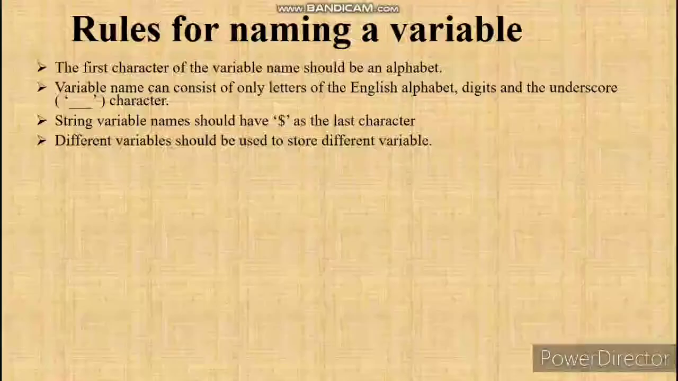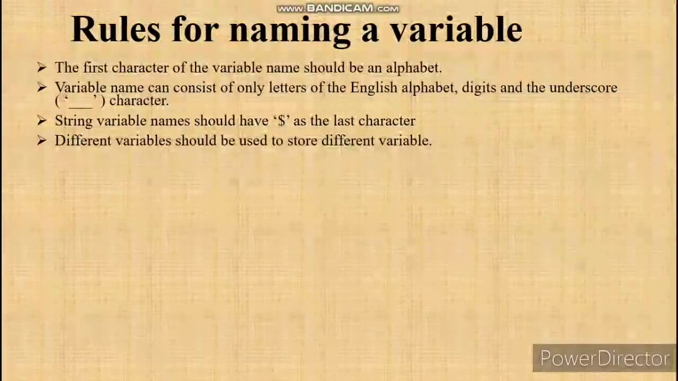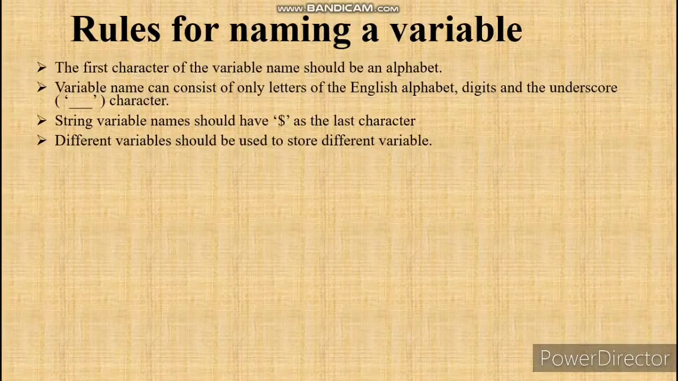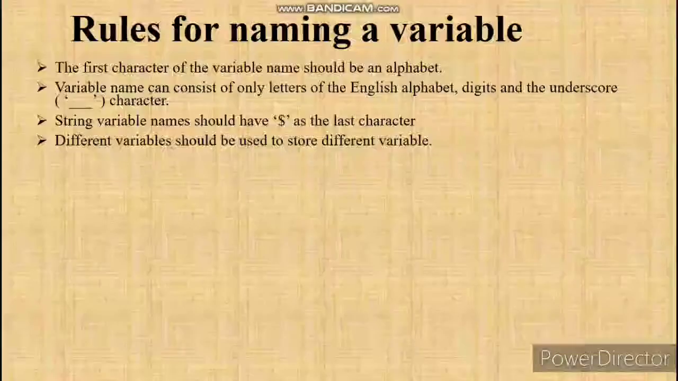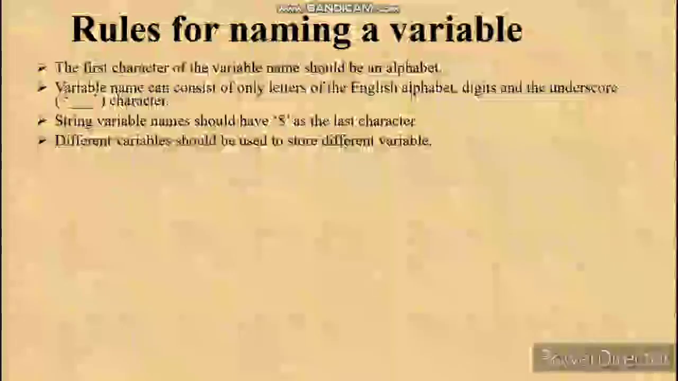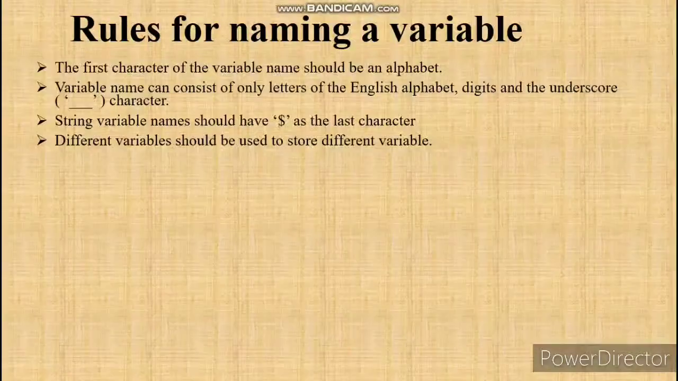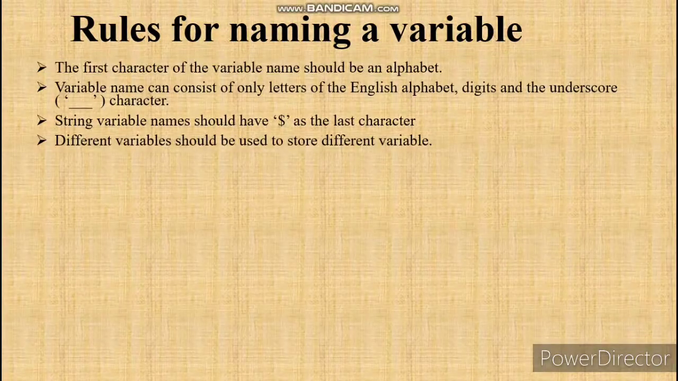I repeat once again. The first character of the variable name should be an alphabet. Means the variable name should start with an alphabet. Variable name can consist of only letters of the English alphabet, digits, and the underscore character. You cannot give any special character in the name of the variable. The string variable name should have dollar as the last character. And different variables should be used for different values. I hope you understand. Let's see an example.